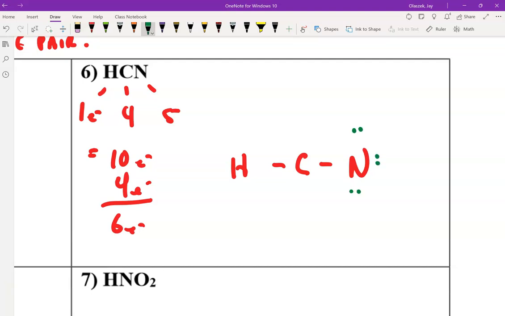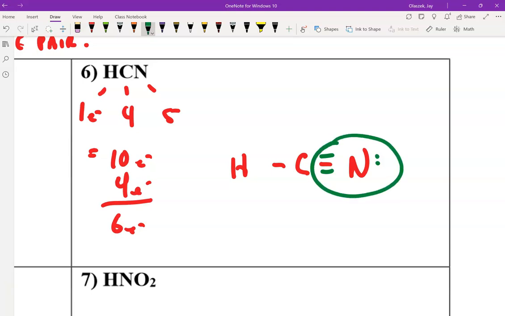Right off the bat, we have a problem because this nitrogen has 8, but this carbon only has 4. To make 8 out of 4, we're going to have to add 4 more electrons, and we're going to steal them from here and here and make what we call a triple bond between the carbon and the nitrogen.